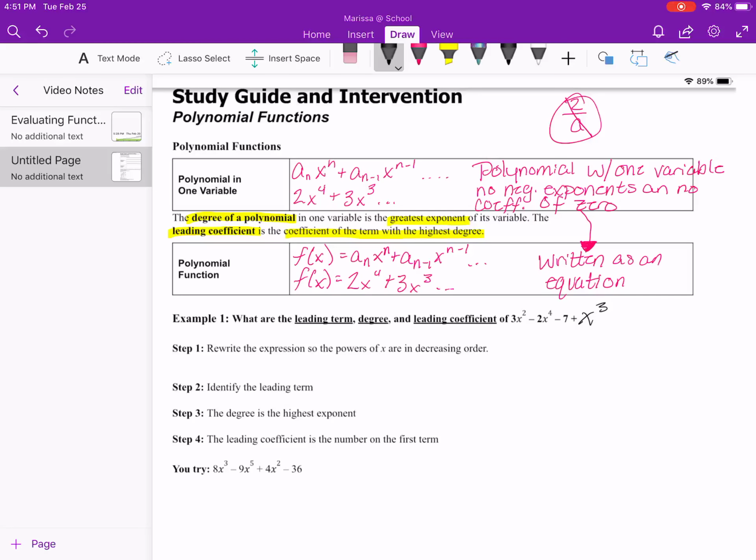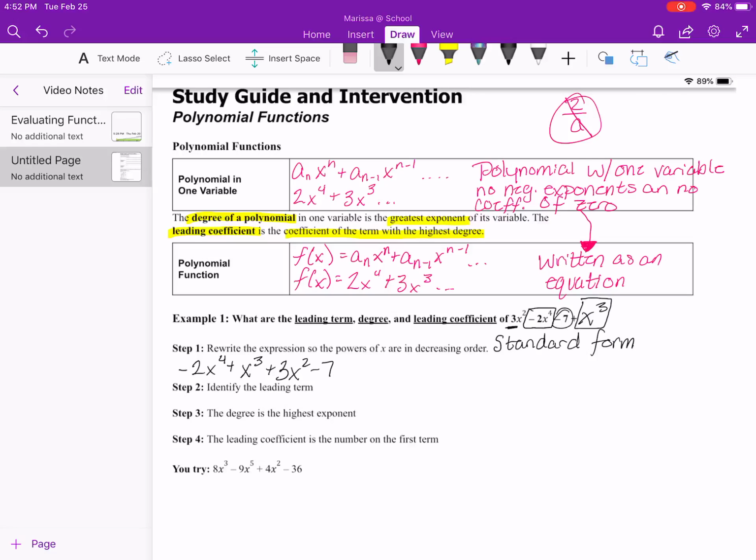Okay, so rewrite the expression so the powers of x are in decreasing order. So I'm looking for the highest exponent to go first. This is known as standard form. So my highest exponent here is negative 2x to the fourth. My sign is going to come with it. So negative 2x to the fourth. The next highest one is my x to the third, so plus x to the third power. The next highest one is 3x squared. And then I'm left with this minus 7.